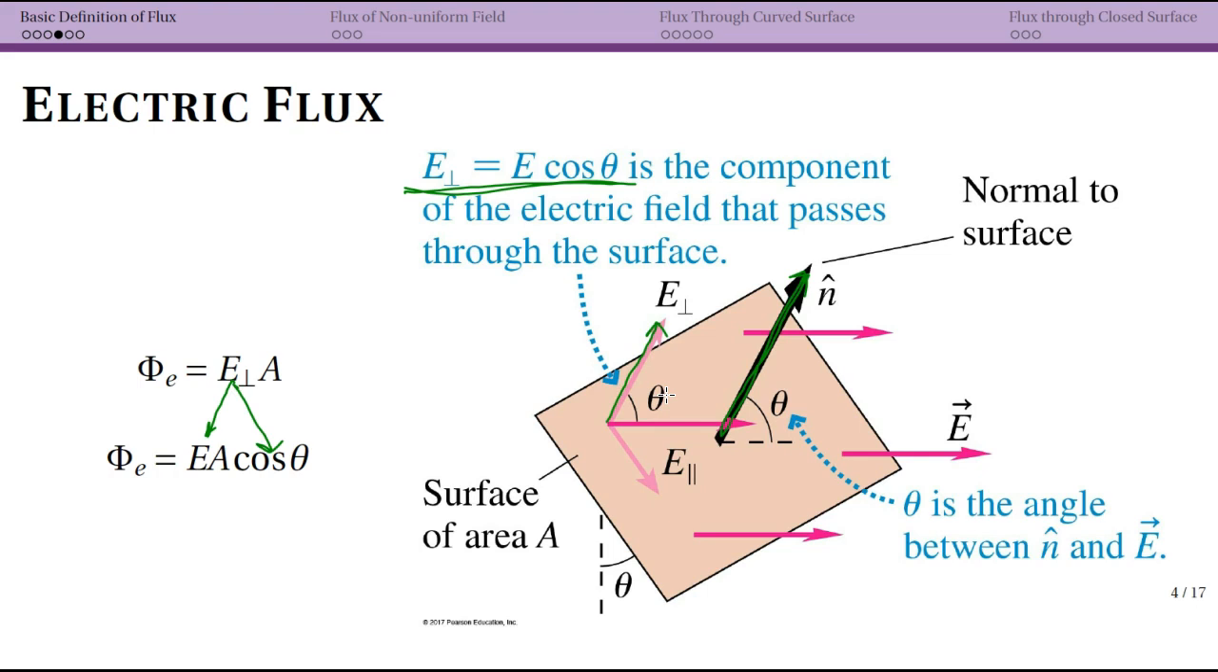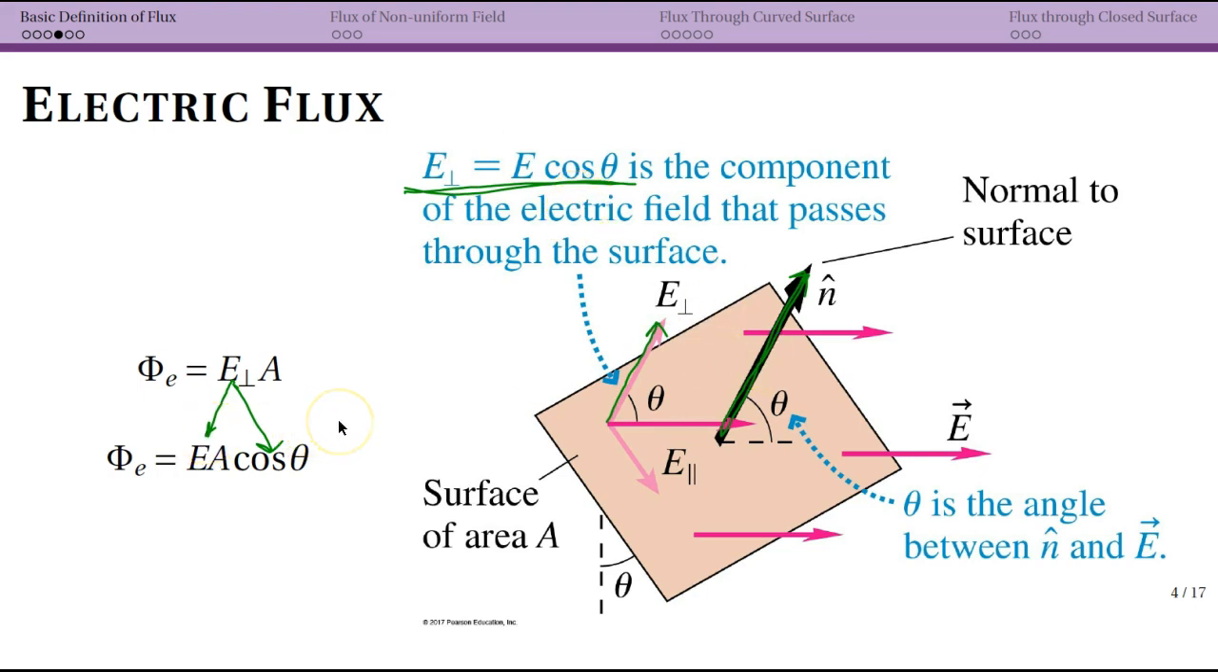Now, as I mentioned before, another way to think about this in the airflow case is to project the side of the surface. That makes a little less sense when nothing's actually moving. So that is one reason to prefer projecting the electric field vector onto the normal vector.